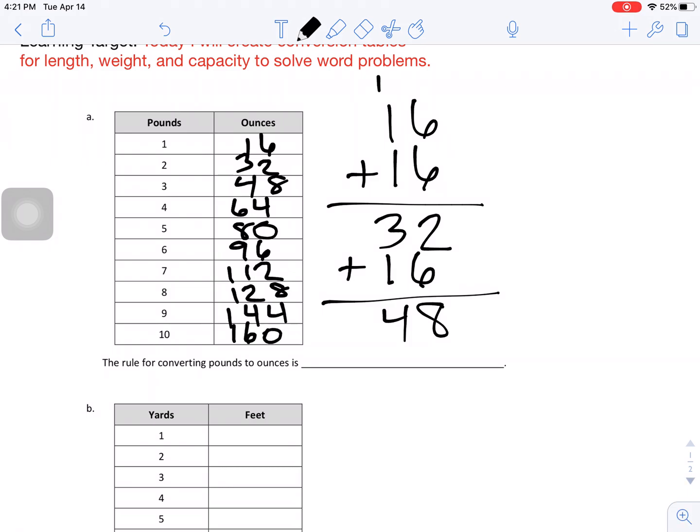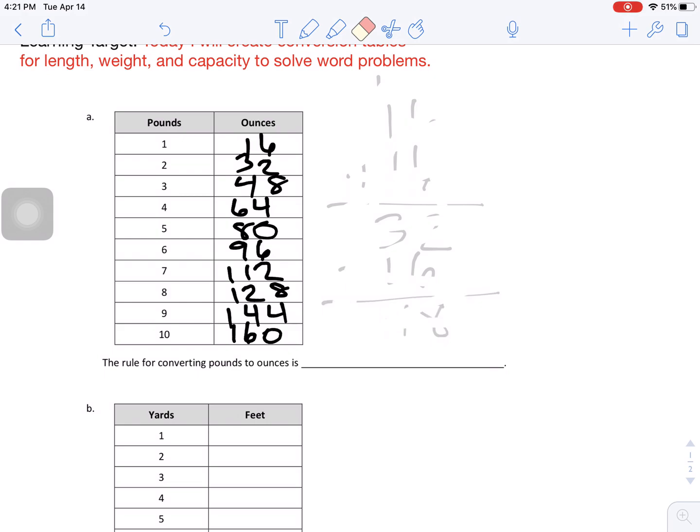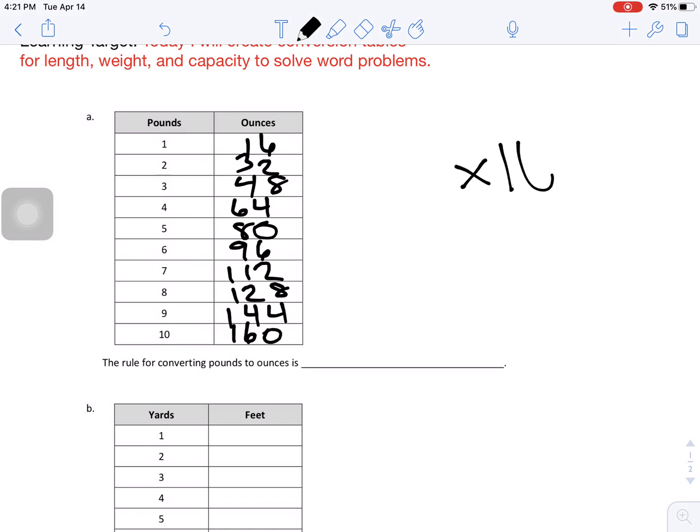And for 10 pounds, 10 times 16 would be 160, or 10 groups of 16 would be 160. So the rule for converting pounds to ounces is that for every pound, I'm going to add 16 more ounces, but a faster way to add, if we're doing equal groups, would be multiplication. If you check your conversion table, if I do groups of 16 ounces, my groups would be how many pounds I'm trying to figure out.